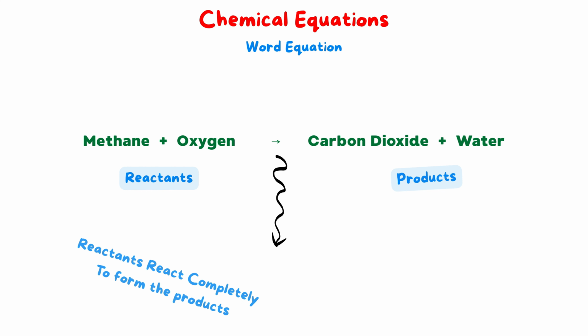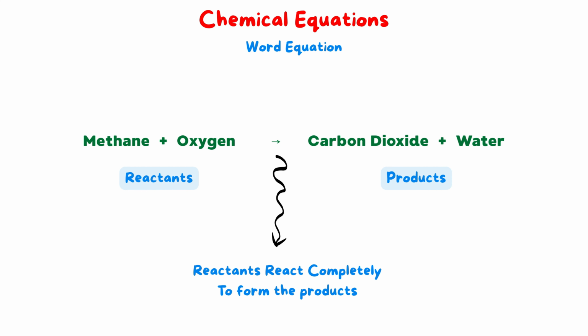To be able to demonstrate and understand what happens during a chemical reaction, it is essential to grasp the concept of chemical equations. One basic way to represent a reaction is by using a word equation. For example, imagine we are told that methane reacts with oxygen, and the result of this reaction is the formation of carbon dioxide and water.